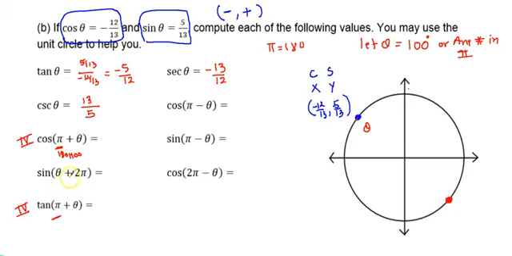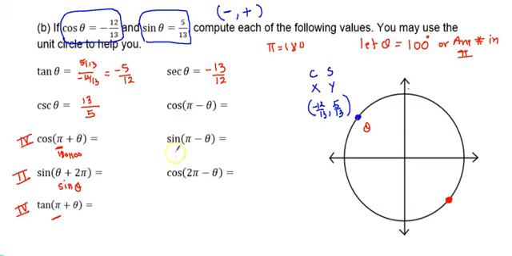Okay, theta plus 2 pi. We know that theta plus 2 pi means I'm back to the original place where I was. The period of sine and cosine is 2 pi. That means I'm back in the original place. This is my original place. So I'm back in the second quadrant, where my original theta was.